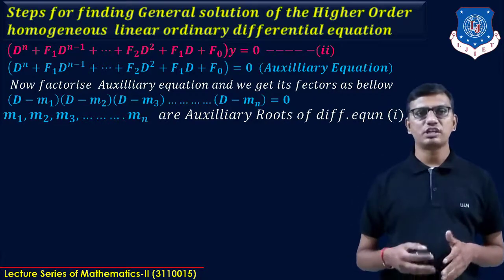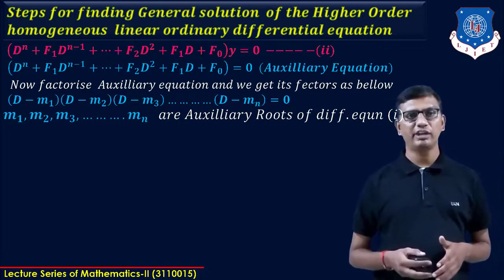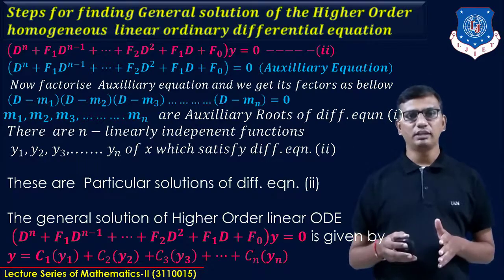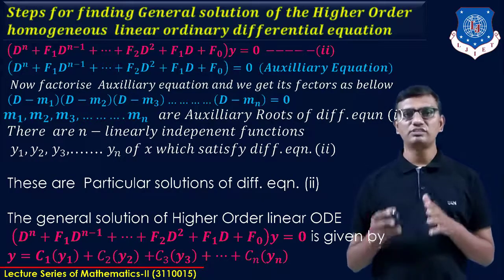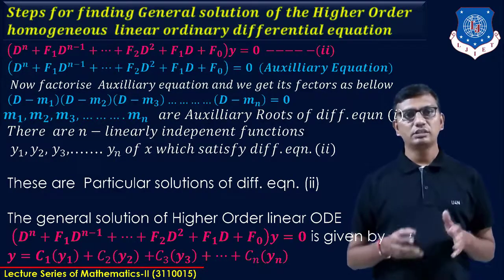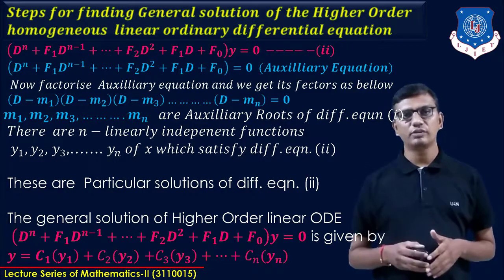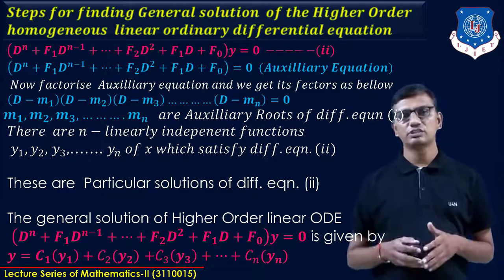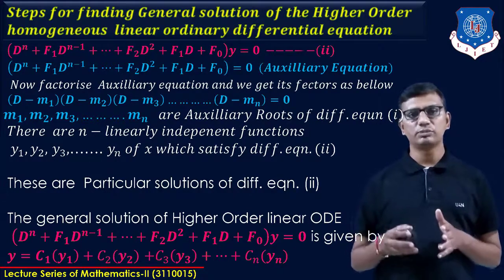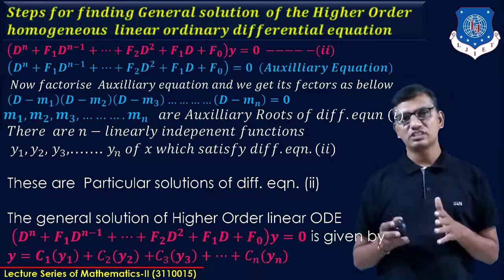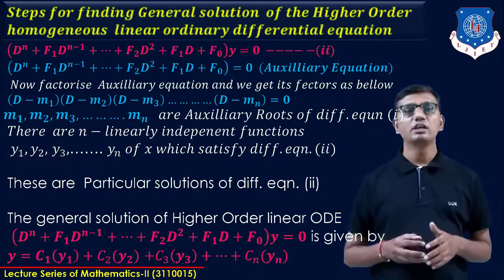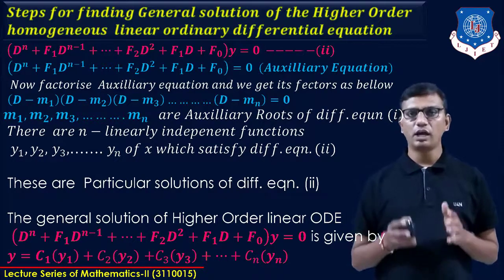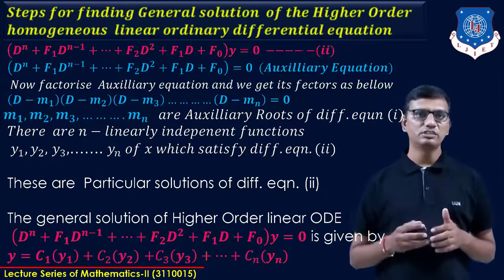Now our particular solutions depend on these auxiliary roots, and from them there are n linearly independent functions y1, y2, ..., yn of x which satisfy our differential equation. These are the particular solutions of our differential equation number 2, and the general solution becomes y = c1y1 + c2y2 + ... + cnyn, where c1, c2, ..., cn are arbitrary constants. So these are the steps to find the general solution for the higher order homogeneous linear differential equation.